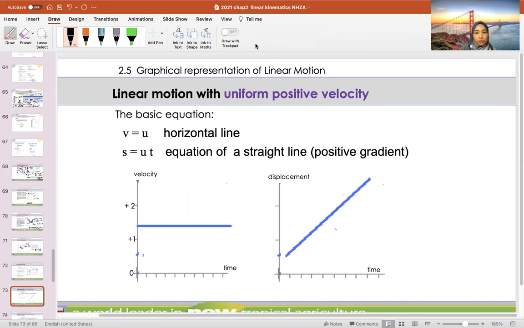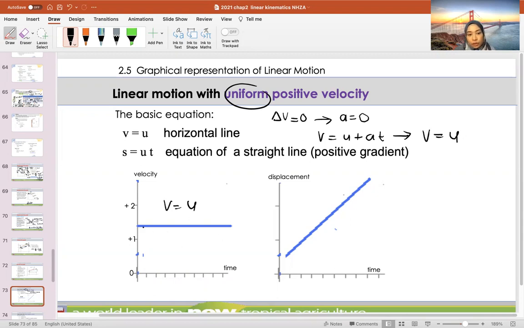Okay, linear motion with uniform positive velocity. Kalau dia cakap uniform velocity, maksudnya delta V is equal to 0, which means that acceleration is equal to 0. So back to your linear kinematic equation, V equals to U plus AT. Your A is equal to 0 sebab change in velocity tak ada, is uniform. So V equals to U. This is what it means. V equals to U. V tak berubah over time.